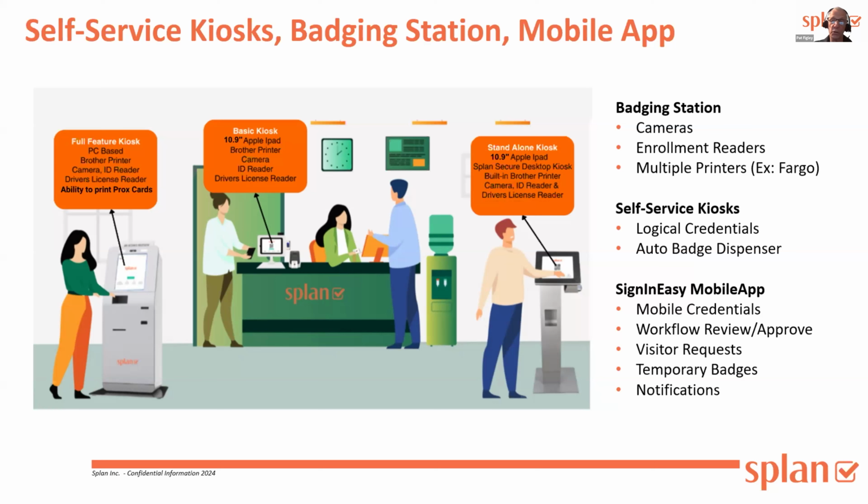We've got different ways to support it with cameras, enrollment readers, printers. This kiosk over here has the auto badge dispenser, so you can have an unmanned area where somebody can go in and get a permanent badge or a temporary badge. Let's say somebody lost their badge and all they need is a temporary badge. They could do that right from this kiosk. You don't have to tie up a badging station or badging office anymore to get a temporary badge if you want to use a kiosk. Also the mobile app, using your mobile phone to get that.